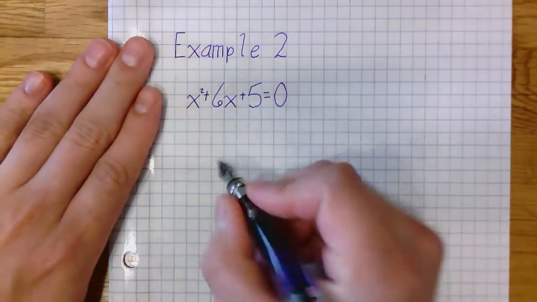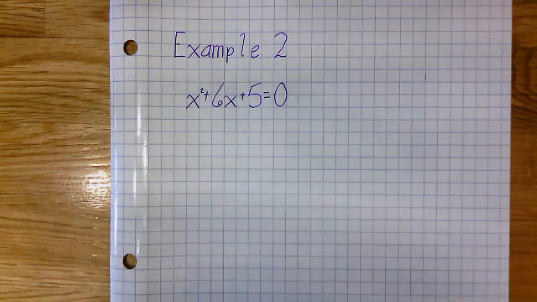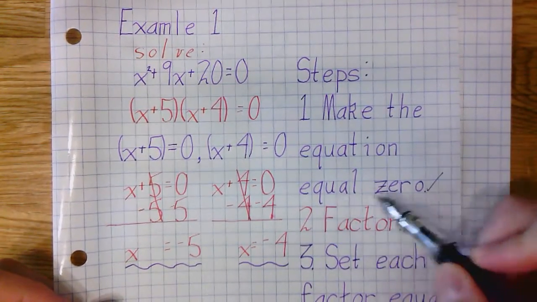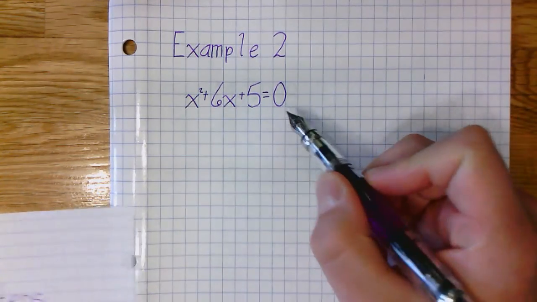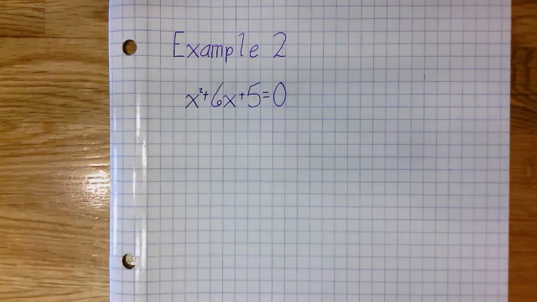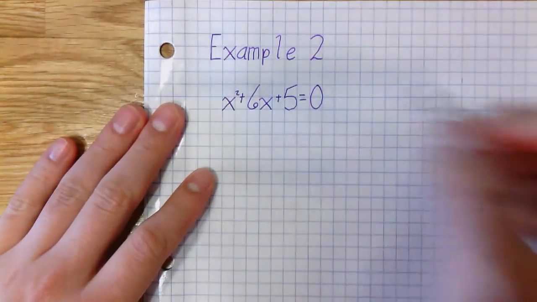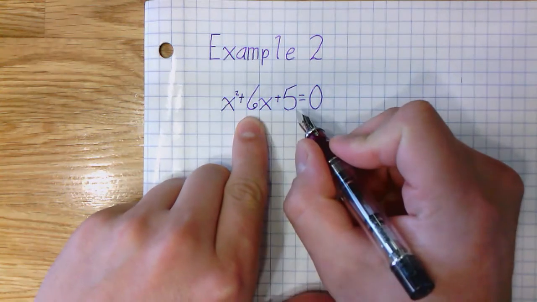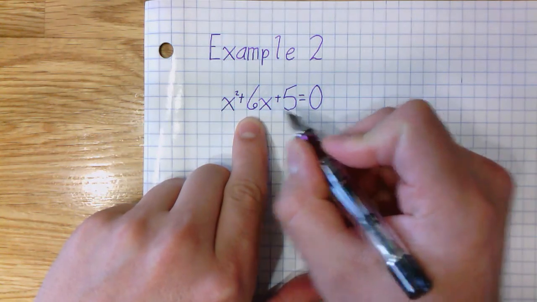Okay, so here's our problem. Step 1, let me grab my steps over here so I can maybe reference them. Step 1, make the equation equal to 0. Okay, there's the equation. Oh, it equals 0. We're done with that one. Check mark. Okay, step 2 is factor. So factor this thing. I need two numbers that multiply to 5 and add up to 6. The only numbers that multiply to 5 are 1 and 5 because it's prime. So 1 plus 5 is 6.